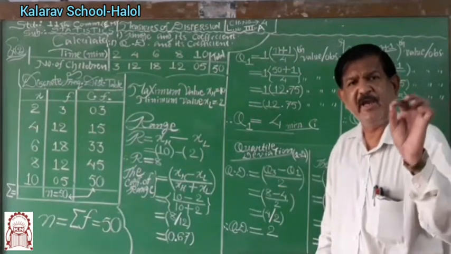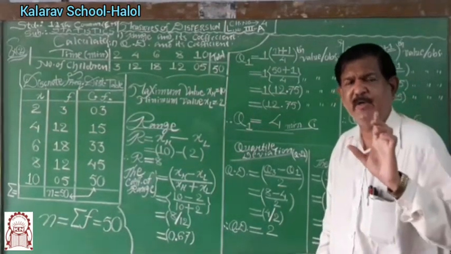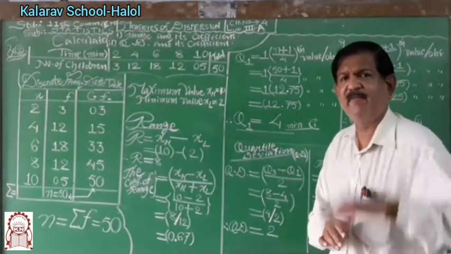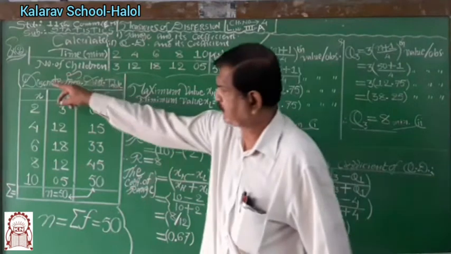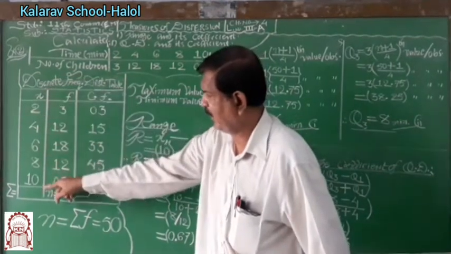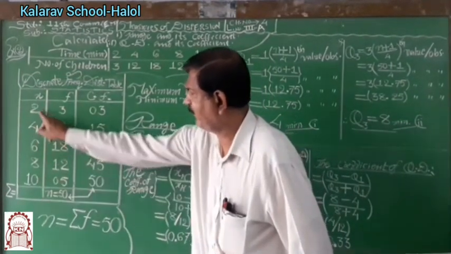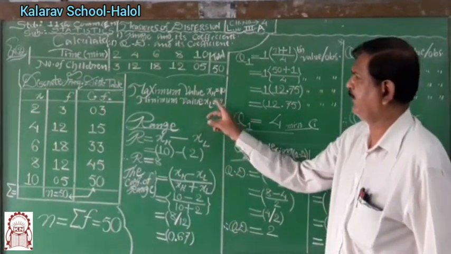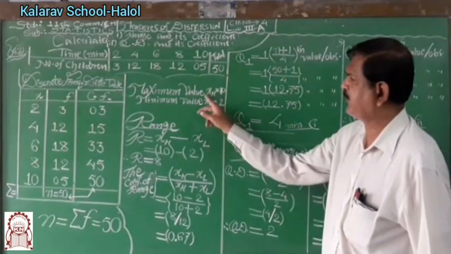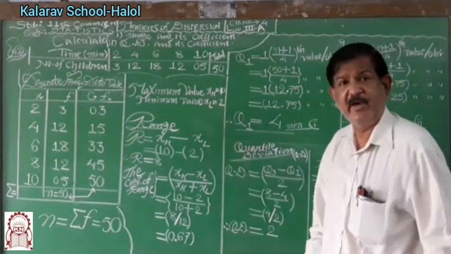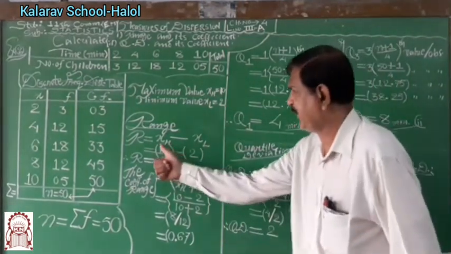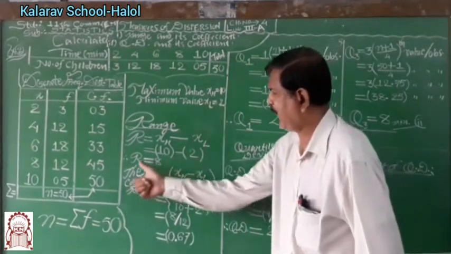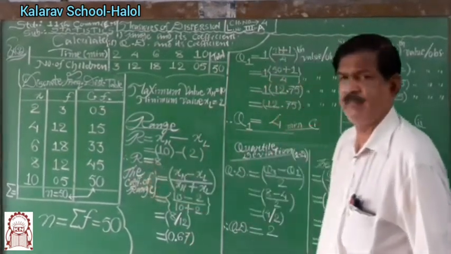Now, for the range and the coefficient of range, it is a very simple measure: maximum value and minimum value of observation. See this column, the value of the variable: the maximum value is 10 and the minimum value is 2, the highest value and the lowest value. Range is given by xh minus xl, 10 minus 2, the answer is 8. Range equals 8.